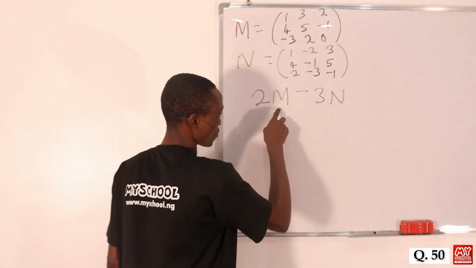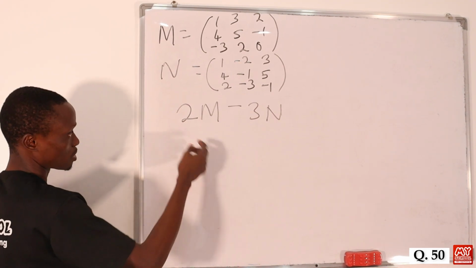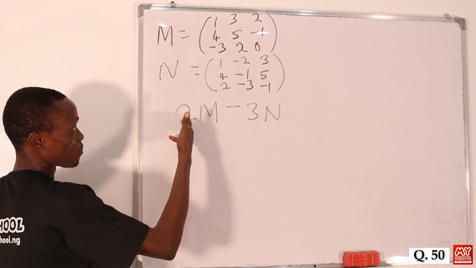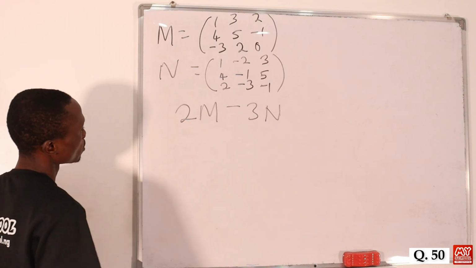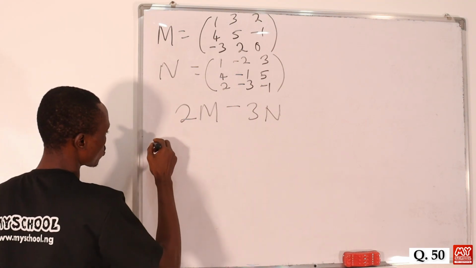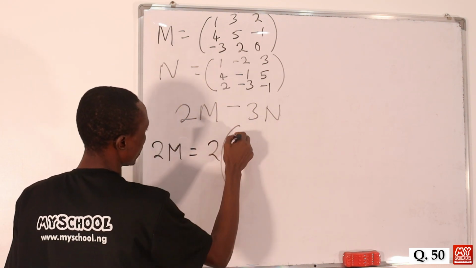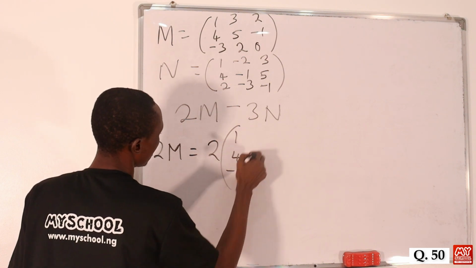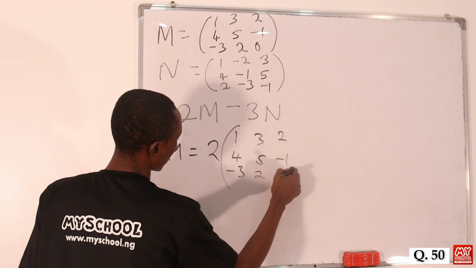So basically what we have here is referred to as scalar multiplication in matrix. That is when you are using just a single number to multiply the elements of a matrix. Okay, so first of all, let's look for 2M. For 2M, we'll be having 2 multiplied by these elements: 3, 5, 2, 2, minus 1, and 0.